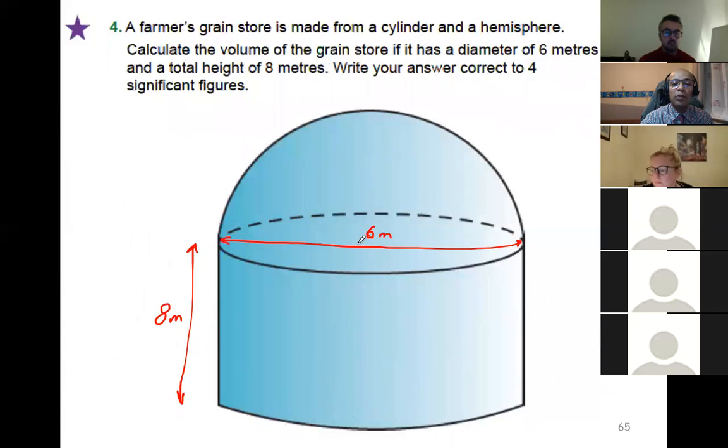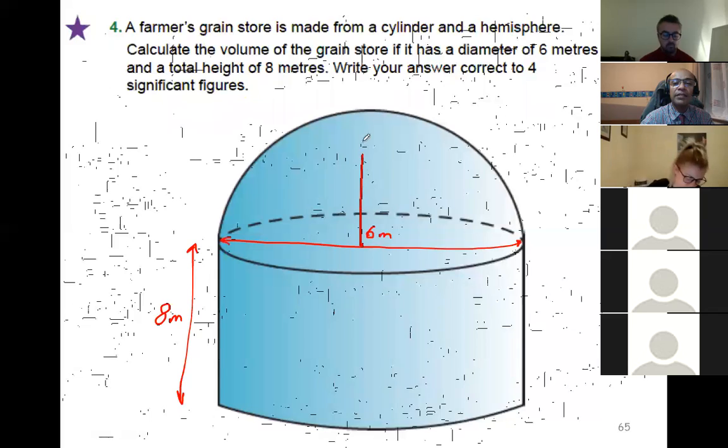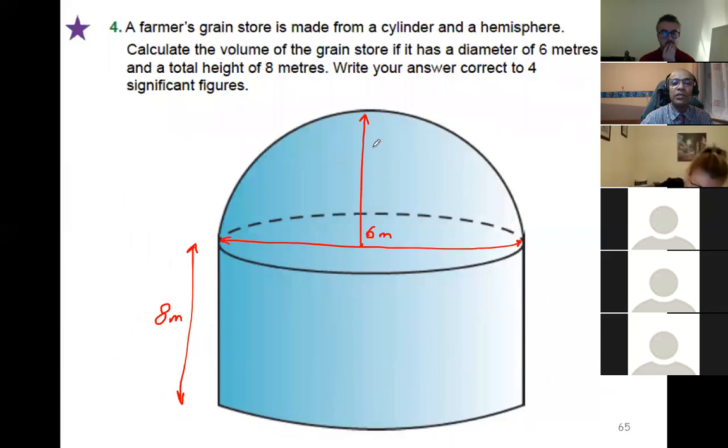Because I know I'm working with cylinders, that is the radius, which is just 3 meters, half the 6. So calculate the volume of the hemisphere plus the cylinder. The cylinder is pi r squared times height. The hemisphere is 4/3 pi r cubed, but divide by 2. And then you should get your answer.